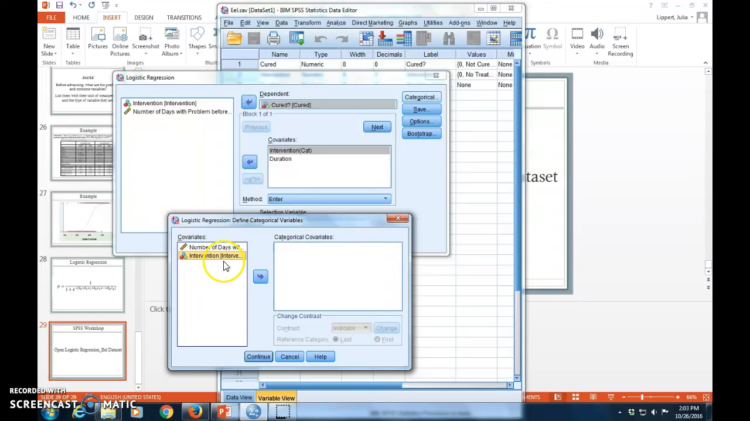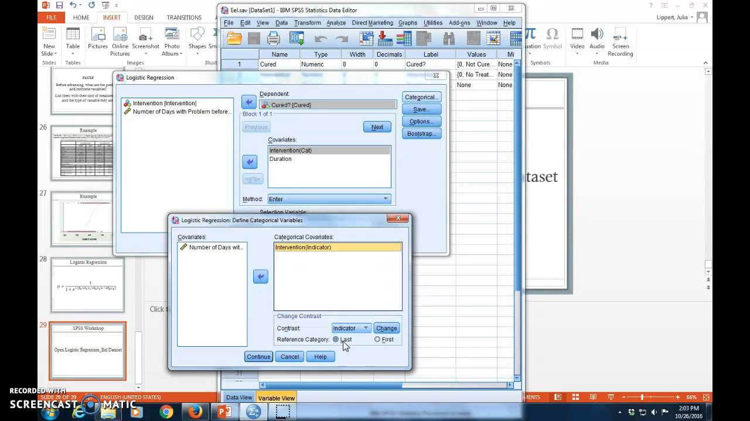Intervention is categorical. It's either have the intervention or you don't. So we put this in, and then it gives you the option to identify a reference category. So in that last example, when we had the age categories, the reference category was the youngest age. So you want to put whichever one you think is the least likely of having the outcome as your reference, because then the odds will increase as you go up that category.